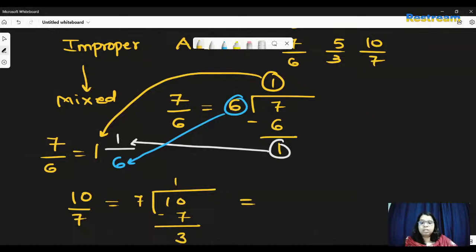So my whole is a 1, which is my quotient. Then my remainder is a 3. Oh sorry, my numerator is a 3, which is my remainder, and then my denominator, which is 7.